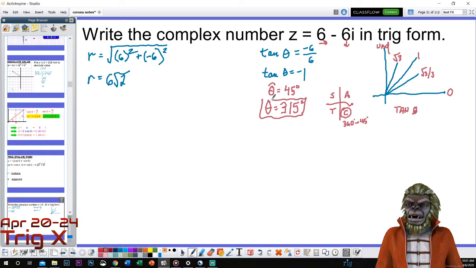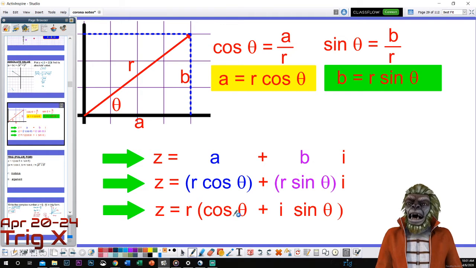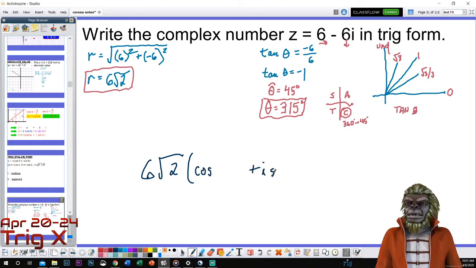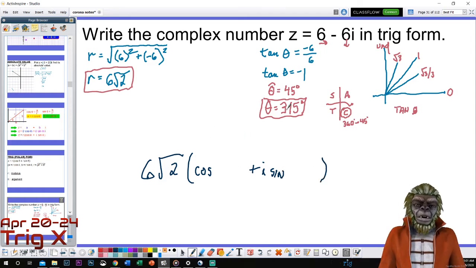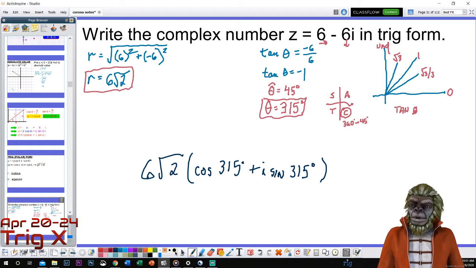Alright, now I have theta. I have r. I'm ready to write this into trig form. Like we saw right here, r is going to come first, and then cosine plus i sine of theta will go next. So let's go back to it. r goes first, 6 square root of 2, and on the inside we've got cosine plus i sine, not to be confused with an iPhone, and then here we're going to have 315 for both. And that's all there is to that one.